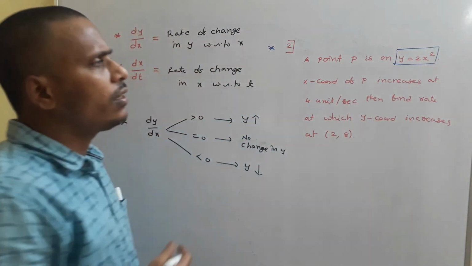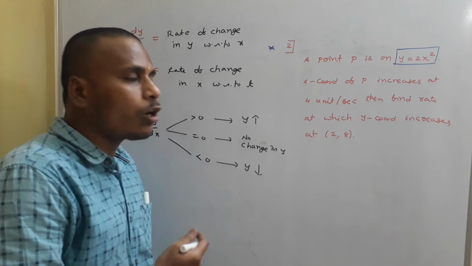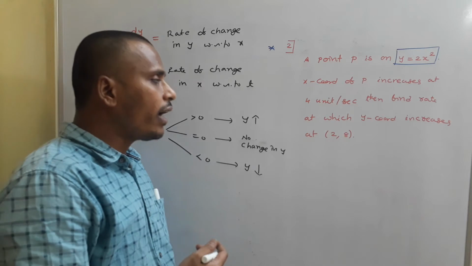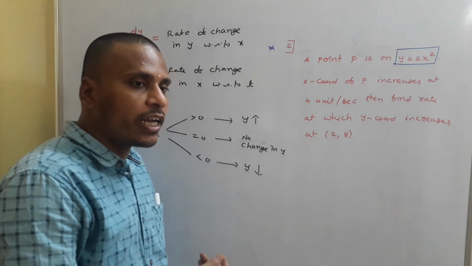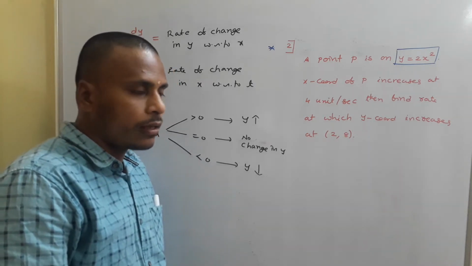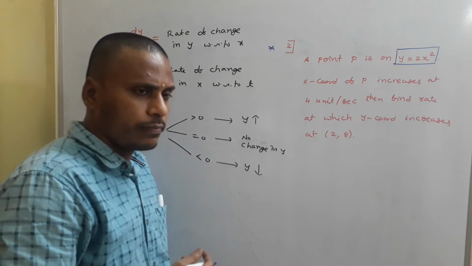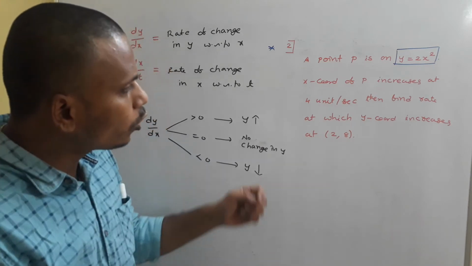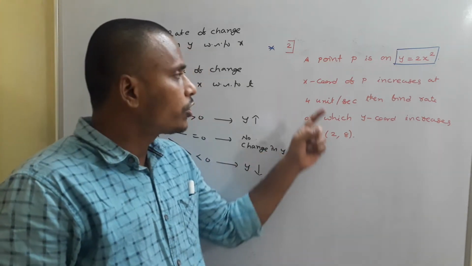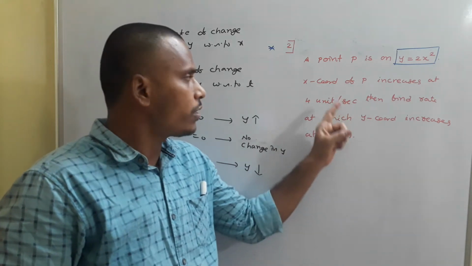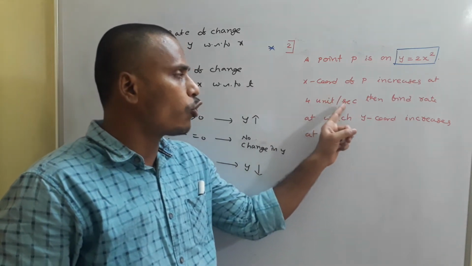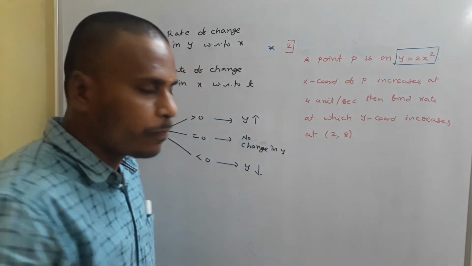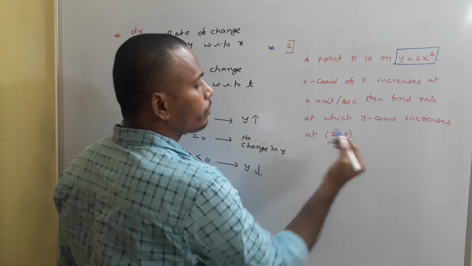I have a curve, y equals 2x square, and a point P is on that curve. The x coordinate of the point increases at 4 units per second. Then find the rate at which the y coordinate increases at (2, 8). Okay, we just try to analyze the question. See, y equals 2x square, and we need to think about the change in x with respect to the change in y. That means the x coordinate is increasing at 4 units per second, and we need to calculate the change in the y coordinate with respect to time, again at the point (2, 8).